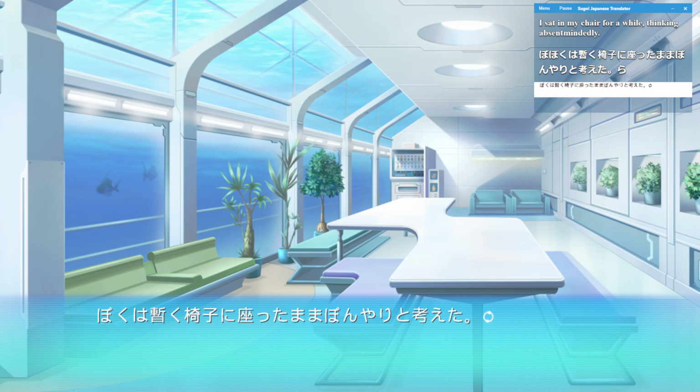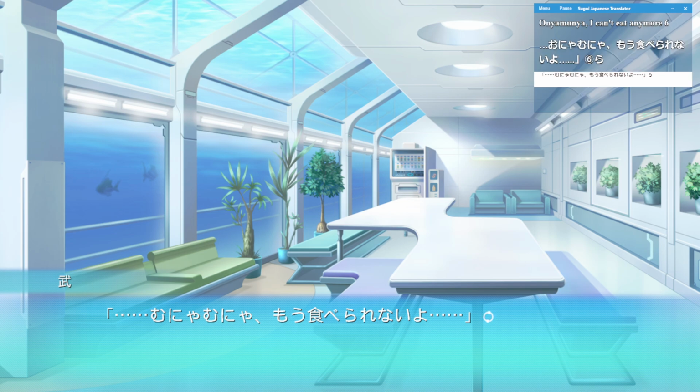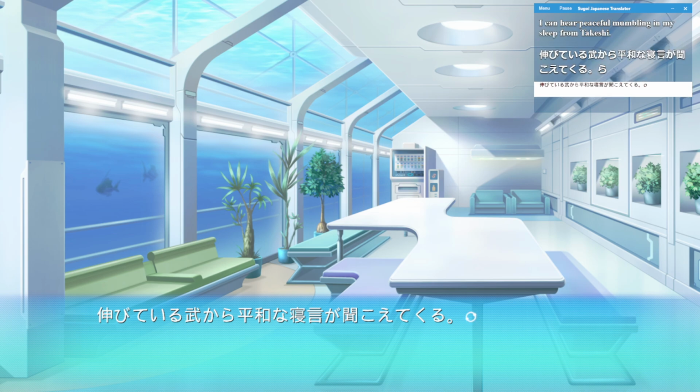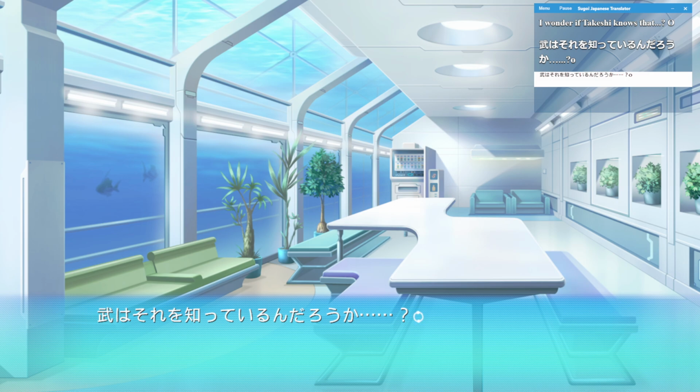I sat in my chair for a while, thinking absent-mindedly. もう食べられないよ。 So Takeshi just says I can't eat anymore? What was that about? I can hear peaceful mumbling in his sleep from Takeshi. Why is he sleeping in this room? I wonder if Takeshi knows that. Or knows what Tsugumi's mad about. Probably.